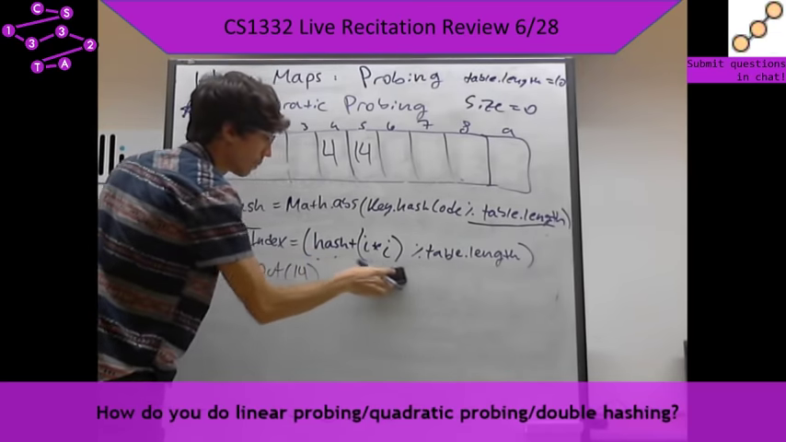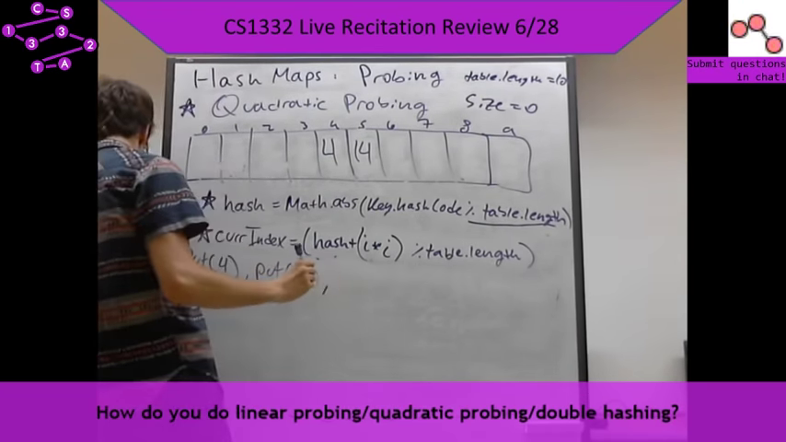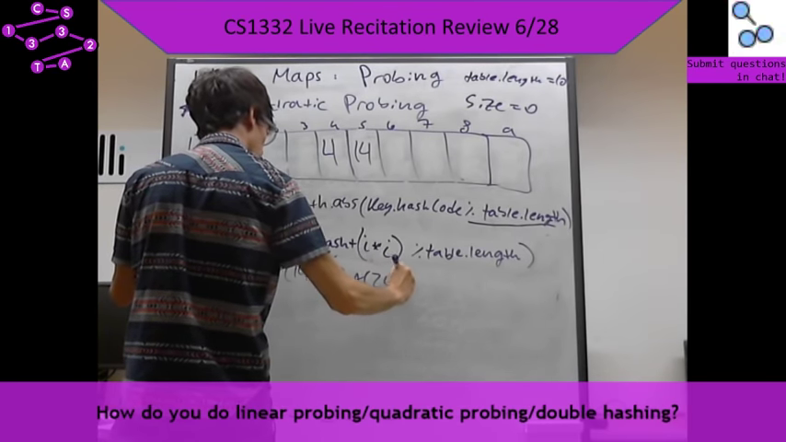Now, let's see an example where we have a slightly more complex collision. So we'll put 24.